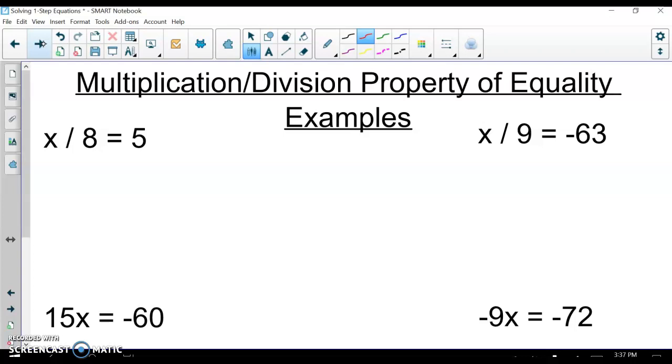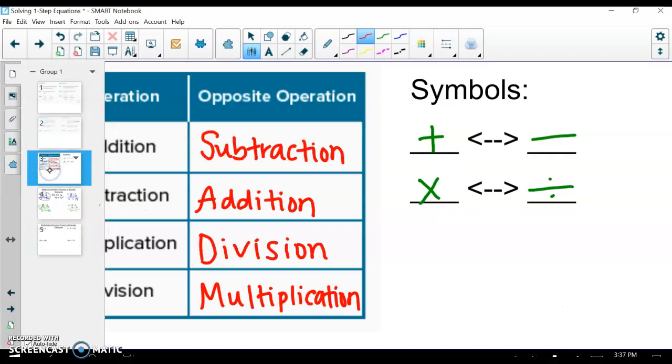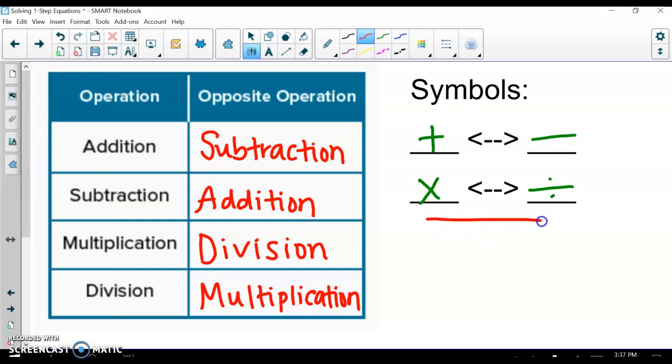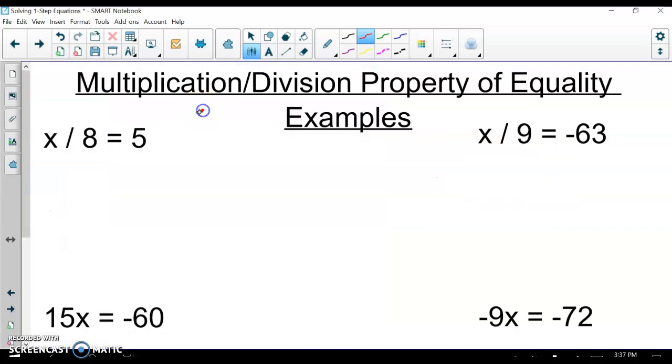So now we are doing the multiplication and division property of equality. So going back to this slide, we know multiplication and division are opposites of each other. So we are going to use that knowledge to help us solve these equations. So if you see this slash sign, that is a division. And if you see me do something like this, a dot, that is multiplication.